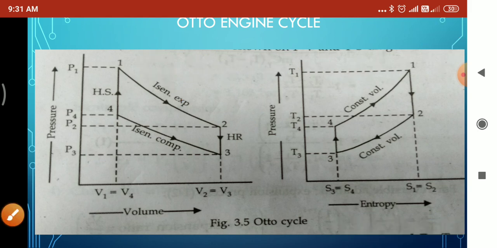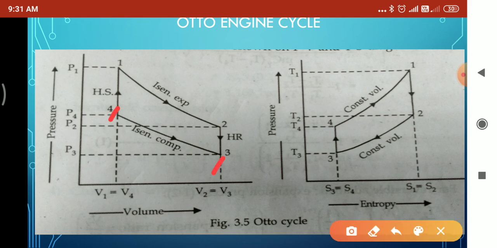Now, process number 3 is called the adiabatic compression process or isentropic compression process, from 3 to 4. In this process, temperature increases from T3 to T4, volume decreases from V3 to V4 and pressure increases from P3 to P4, and heat remains constant. There is no addition or rejection of heat from the system or by the system.